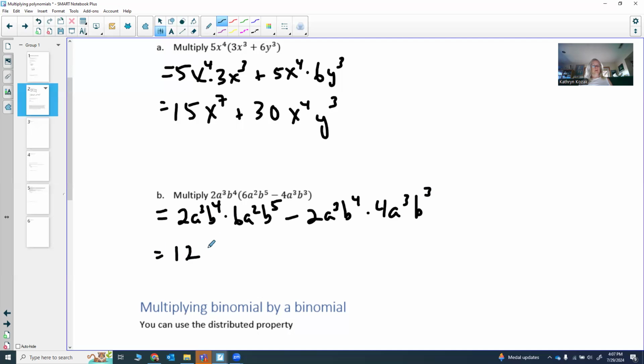2 times 6 is 12. A cubed times a squared is a to the 5th. B to the 4th times b to the 5th is b to the 9th. 2 times 4 is 8. A cubed times a cubed is a to the 6th. B to the 4th times b cubed is b to the 7th.